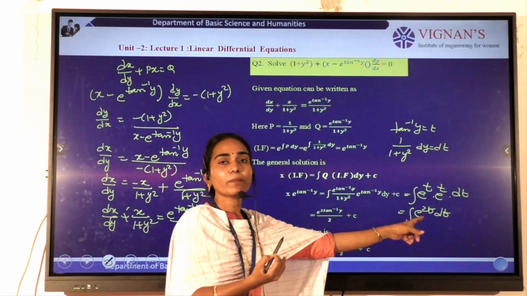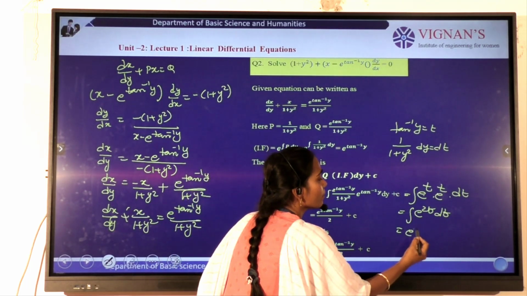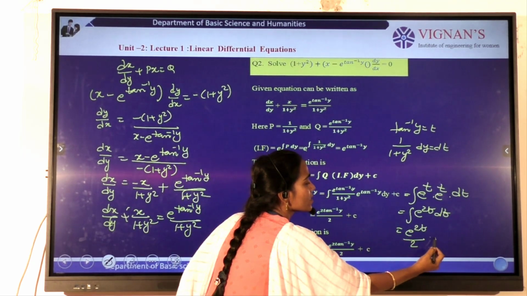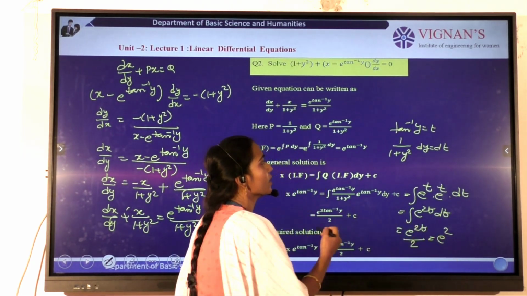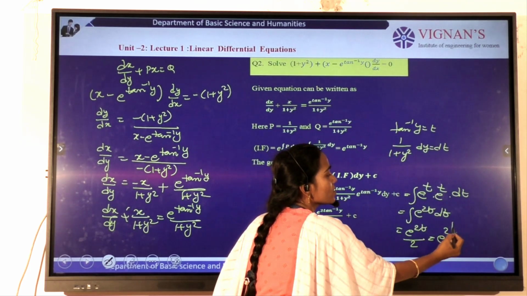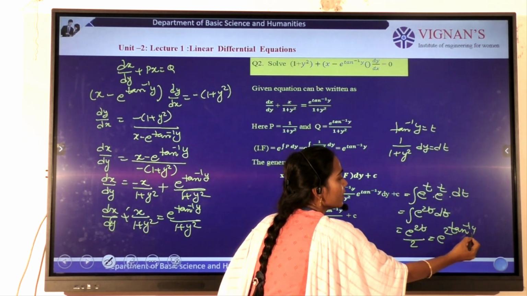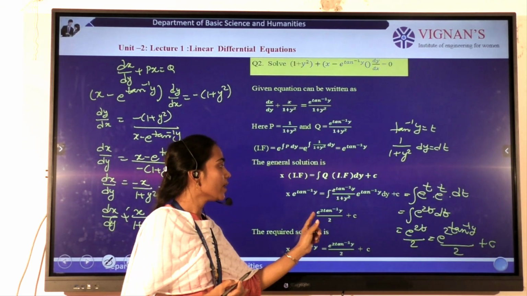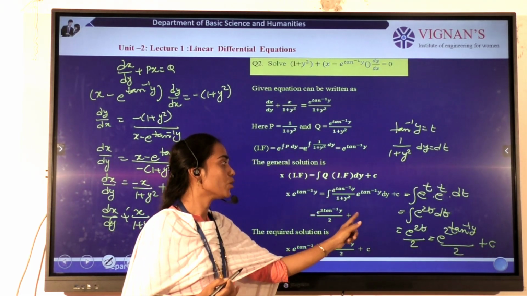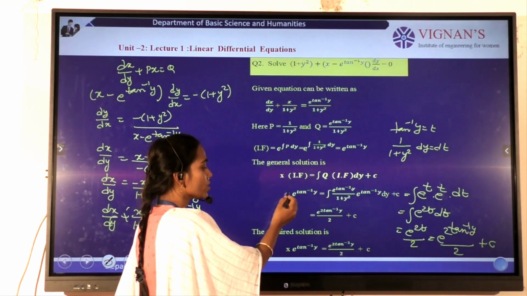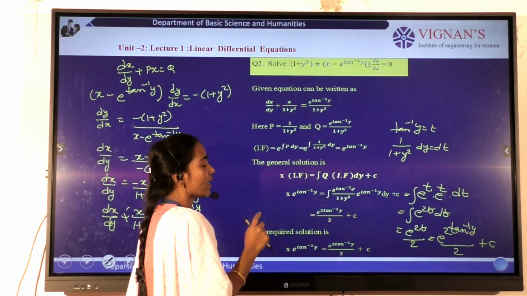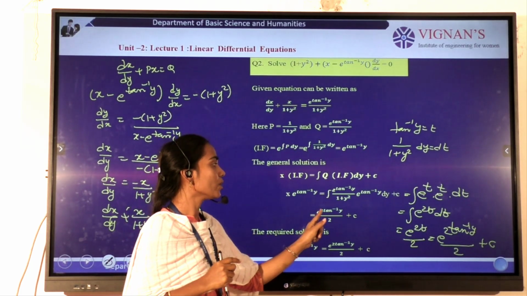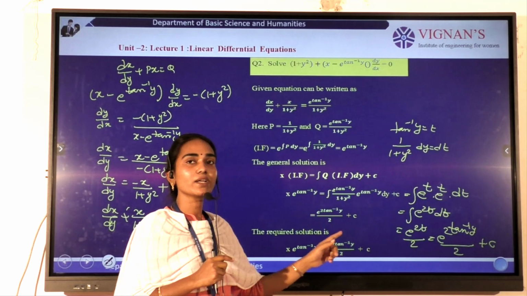What is the integral of e power 2t? It is e power 2t divided by 2. That is e power 2 into t, and t is nothing but tan inverse y. So e power 2 tan inverse y by 2 plus c. Observe the right hand side, e power 2 tan inverse y by 2 plus c. So this is the solution. After dividing with e power tan inverse y, we get x into e power tan inverse y is equal to e power 2 into tan inverse y by 2 plus c.